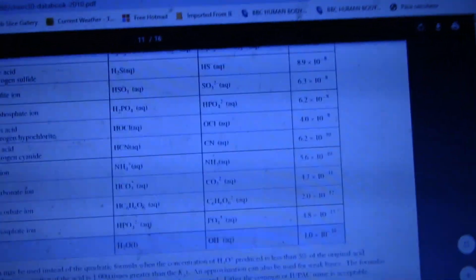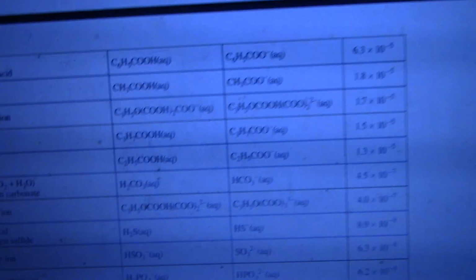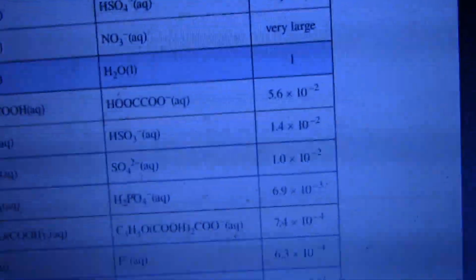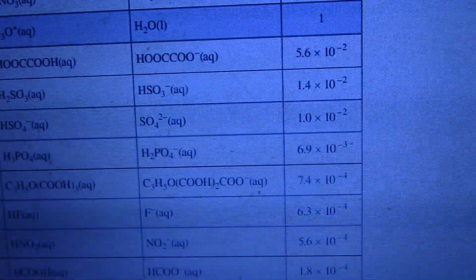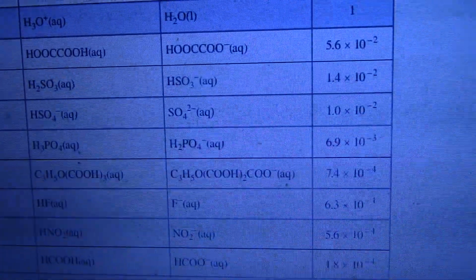Okay, and remember that equilibrium always favors the weak side. So if we have a relatively stronger acid in solution, that means that its conjugate base will be quite weak. And as a result, the equilibrium would favor that.